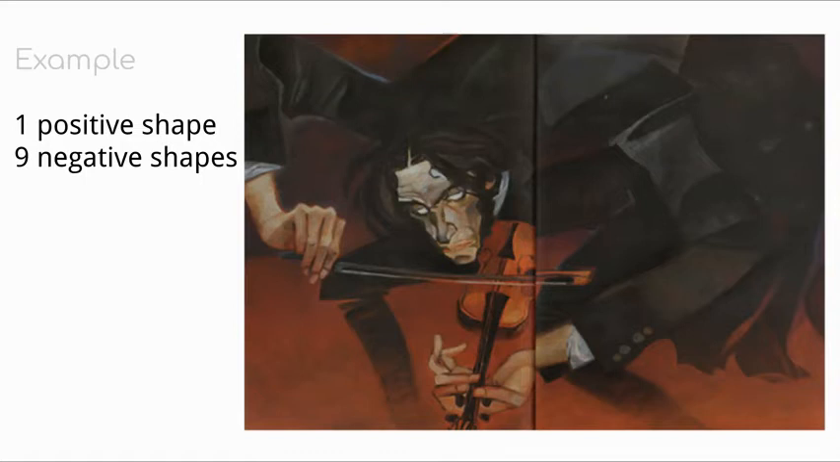One more example, one positive shape, 9 negative shapes. The positive shape is Paganini, the violin player, and that includes his violin and his bow because it's all connected.